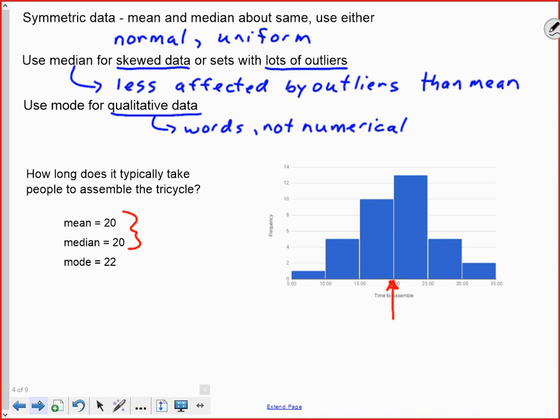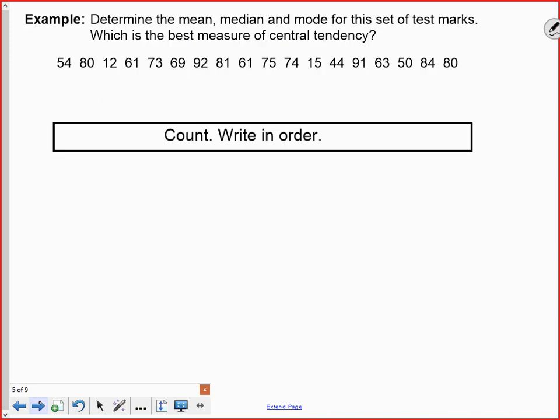Okay, so let's do an example here. So here we have a set of data. We want to determine the mean, median, and mode for this set of data, which apparently represent marks on a test. And we want to ask ourselves which one is the best measure of central tendency. So if I saw a question like this, the first thing I would do is, I know I'm doing the mean, the median, and the mode. First, I'm going to figure out how many data points I have. I'm just going to count them up here. 2, 4, 6, 8, 10, 12, 14, 16. I've got 18 data points.